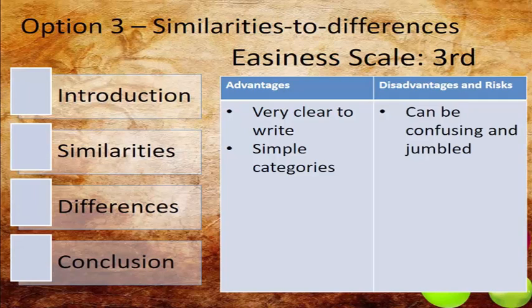And the disadvantages are that it can become very jumbled and confusing, because you've got a whole bunch of similarities from 2 different texts followed by a whole bunch of differences between 2 texts.